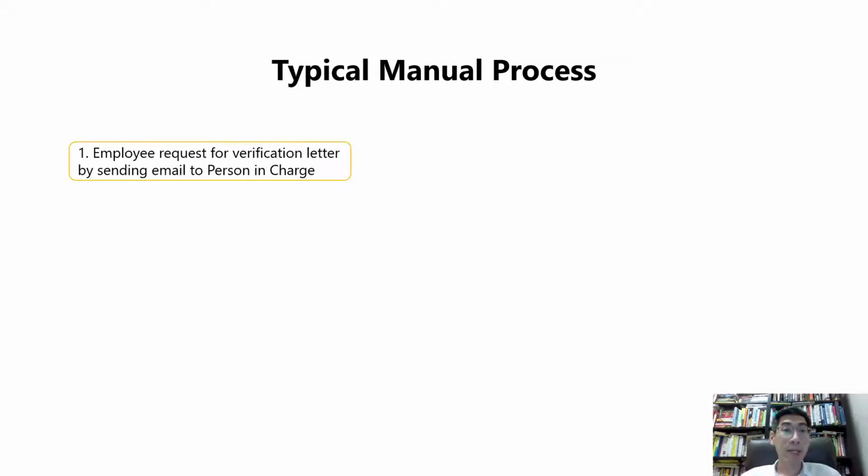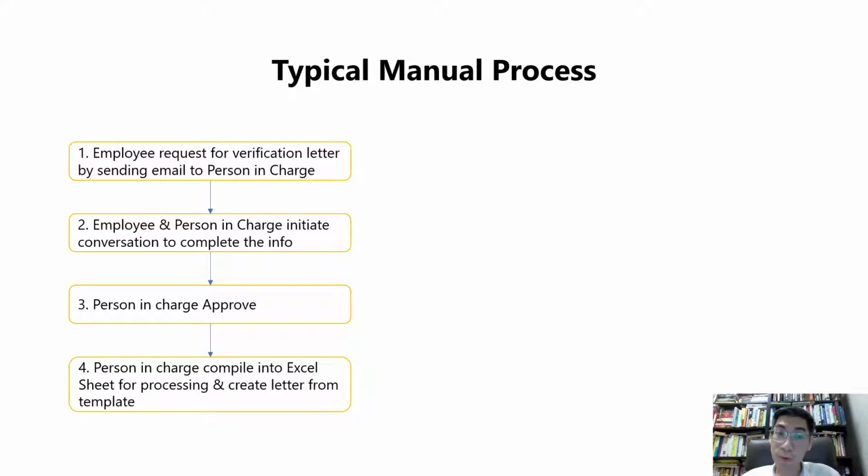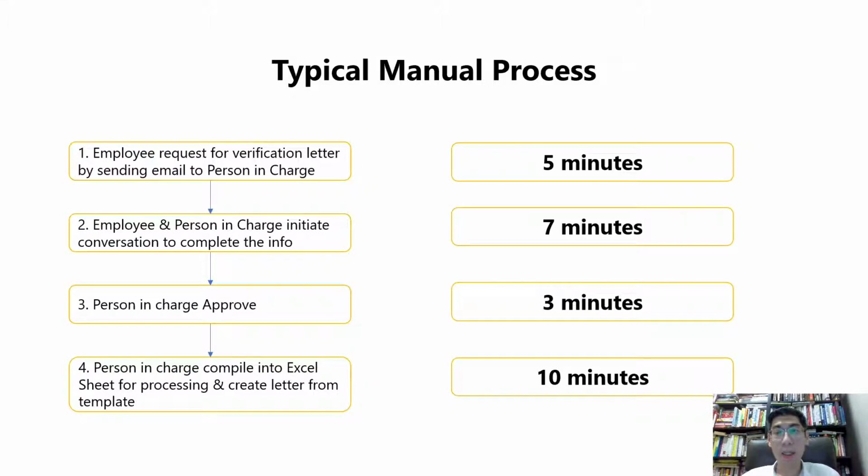Typically, what will happen is that an employee will request for an employee verification letter by sending email to the person in charge, right? And they will have a certain kind of information they will require from HR to proceed. And they will talk to the person in charge to complete the info, right? The person in charge will need to know why are you requesting for this letter, and what's the reason. And he or she will then approve and will then compile this Excel sheet for processing and create a letter from the template. And as you may imagine, this takes time, 25 minutes roughly.